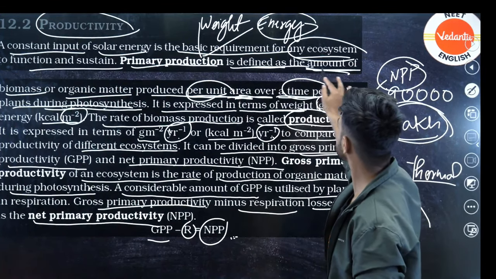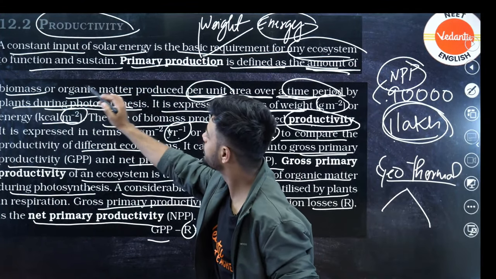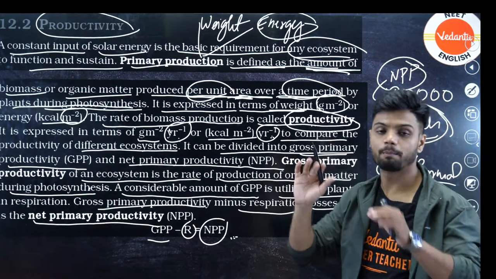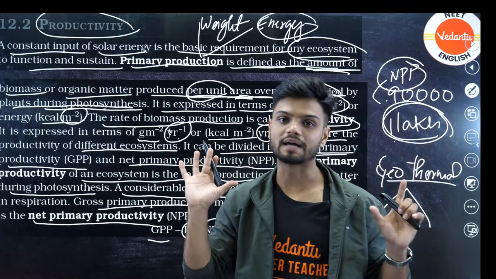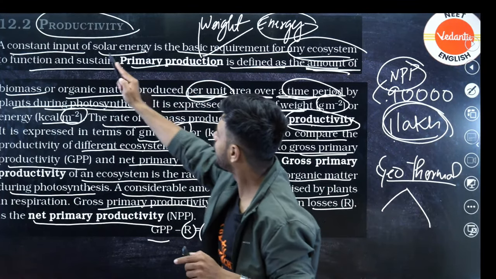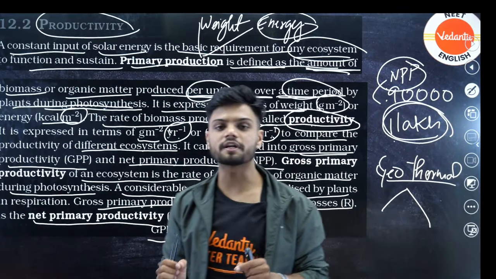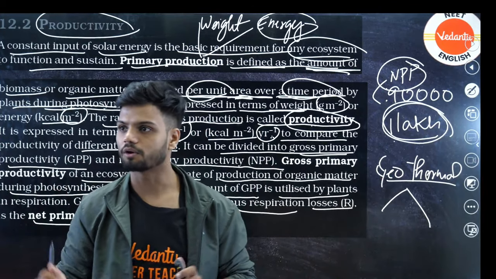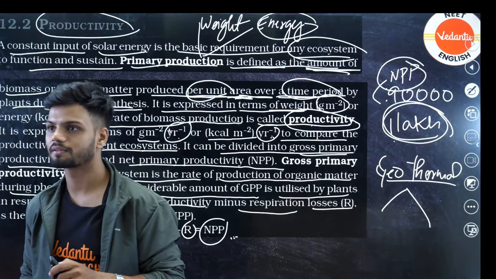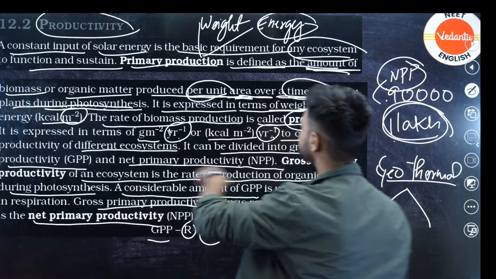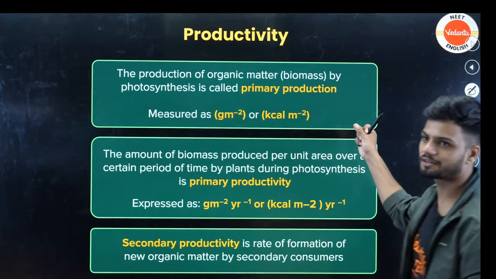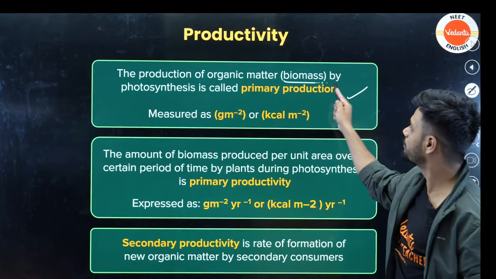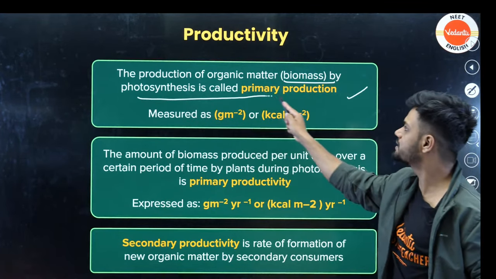Primary productivity is defined as the amount of biomass or organic matter produced by the plants per unit area, per unit time. The first line here is nothing but a constant input of solar energy. A constant input of solar energy is required, the basic unit for all the ecosystem. Okay? Now, see, this is the definition. Can you see? What is primary production? The production of organic matter, biomass, by photosynthesis is called primary production.